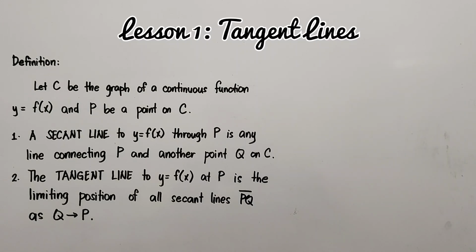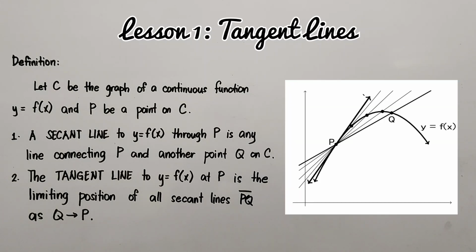The tangent line to y equals f of x at P is the limiting position of all second lines PQ as Q approaches P. Note that second line touches the graph in 2 points P and Q. Observe the illustration on the right.